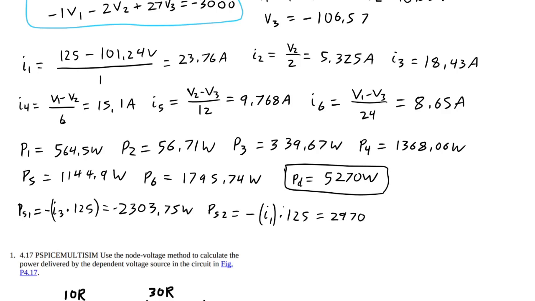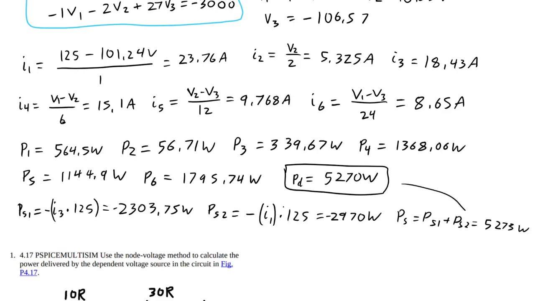So 2970 watts being supplied. So I say PS is PS1 plus PS2, 2970 plus 2303, which is approximately 5273 watts.